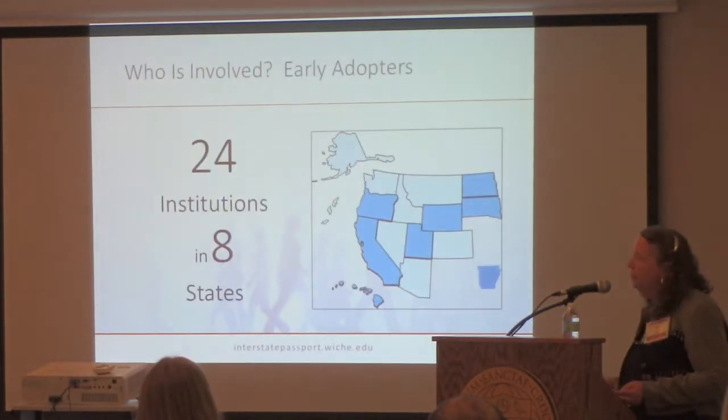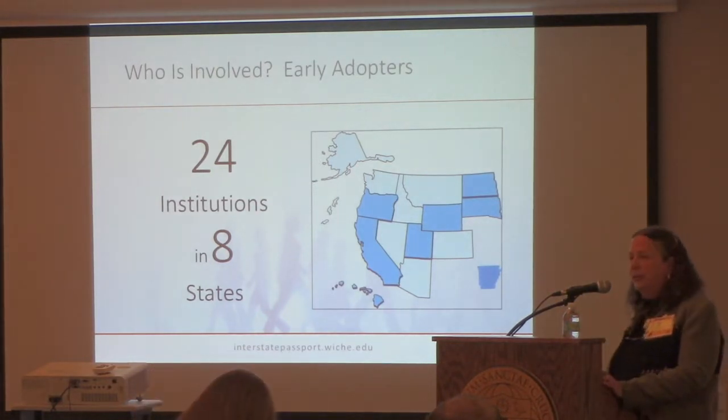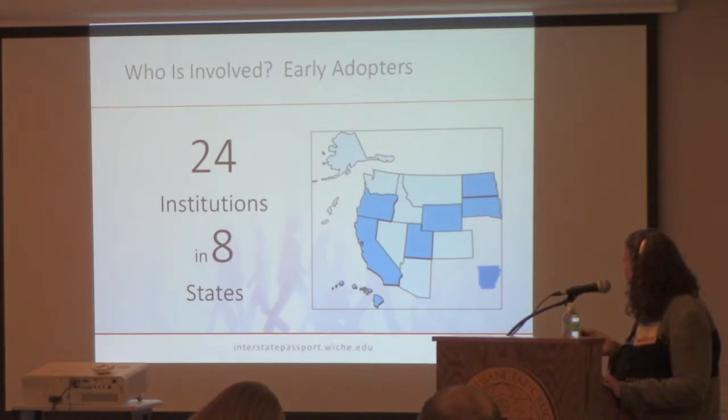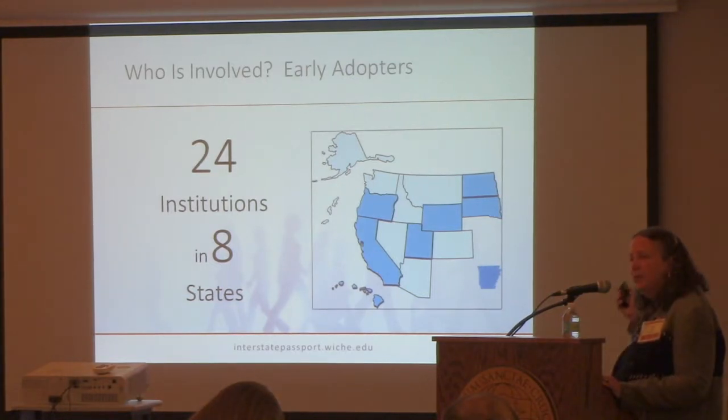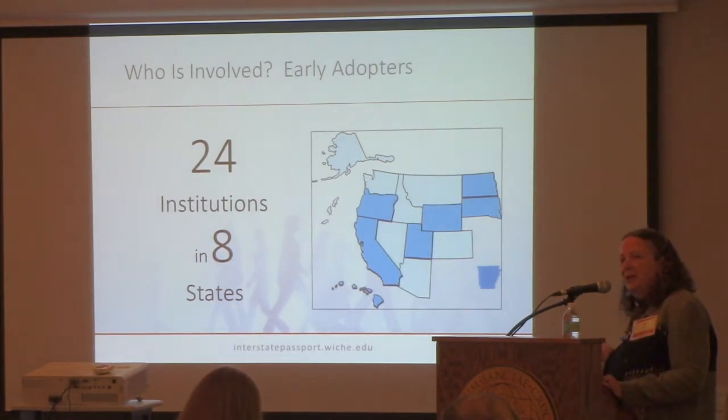So who's involved currently? We have 24 member institutions in 8 states, in California, in Hawaii, in Oregon, Utah, Wyoming, North Dakota, South Dakota, and the first state outside the WICHE region is Arkansas.